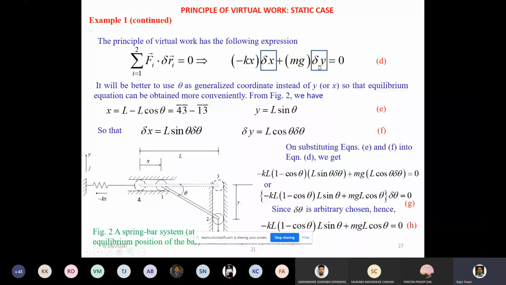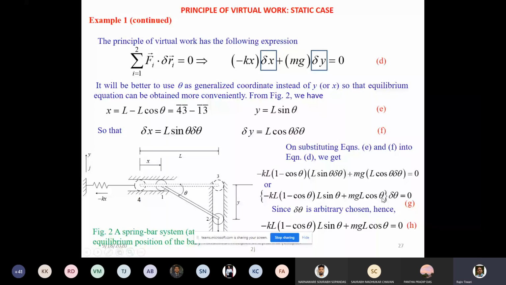If we substitute, x also we need to substitute in terms of theta. So minus kx, that is k L (1 minus cos theta), this is the x, and this is multiplied by the variation delta x, this one. Similarly, mg times delta y, which is L cos theta delta theta. Now you can see that delta theta is common, so we can take that out, and the rest of the terms will be within the bracket.